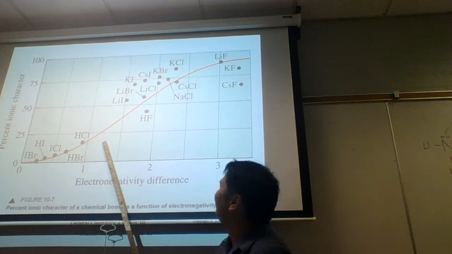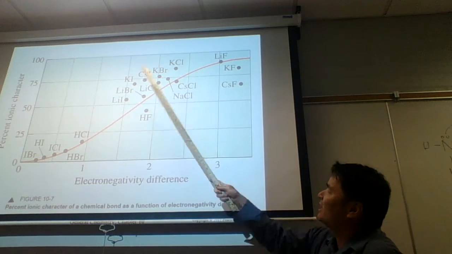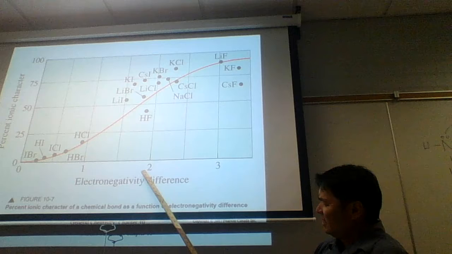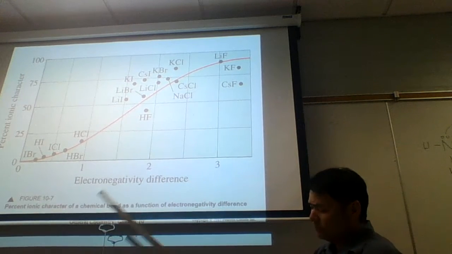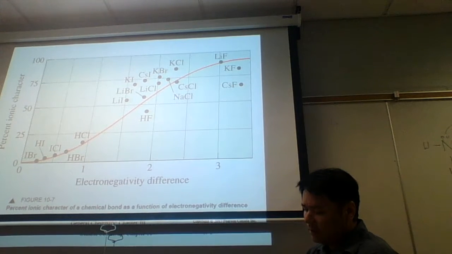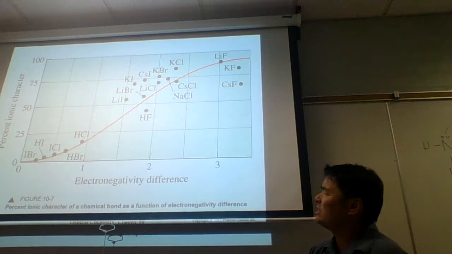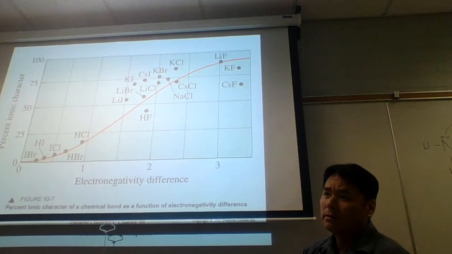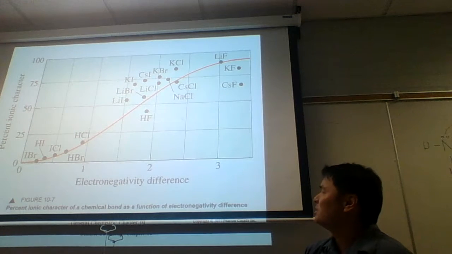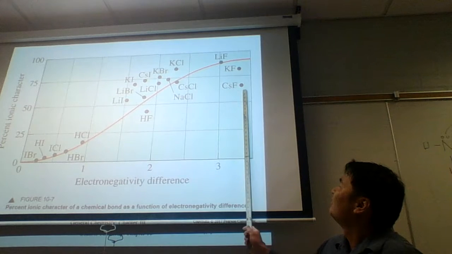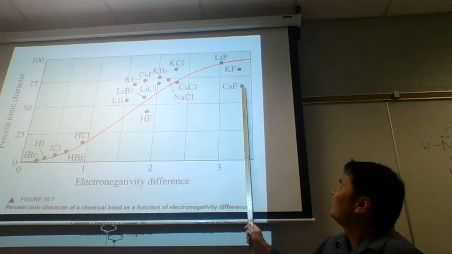As we go on, we see the bonds become more and more ionic. For example, lithium fluoride is highly ionic. And their electronegativity difference becomes greater. And so the biggest electronegativity is 4.0, the smallest is 0.7. And so the biggest potential difference in electronegativity is 3.3. Around here.